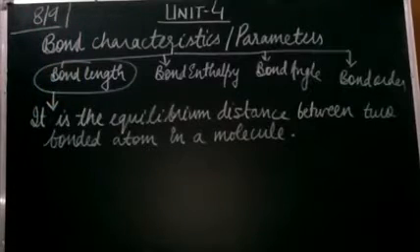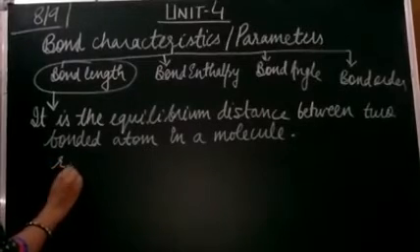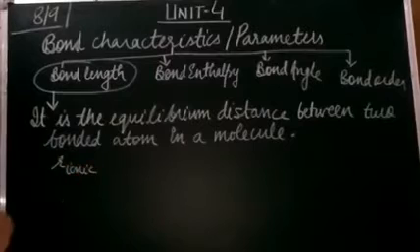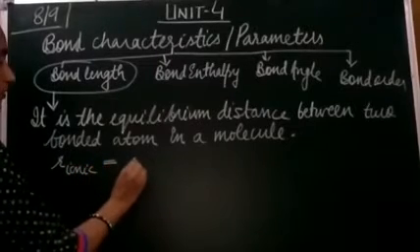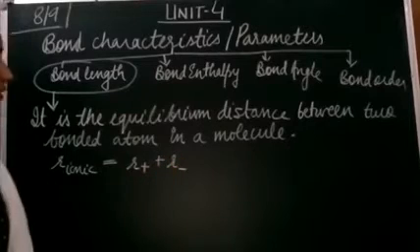If it is an ionic bond, then it will be the ionic distance, and that will be the sum of the radius of the cation and the radius of the anion. That means I want to say here that if it is an ionic bond, then it will be the sum of the radius of the cation and the radius of the anion.